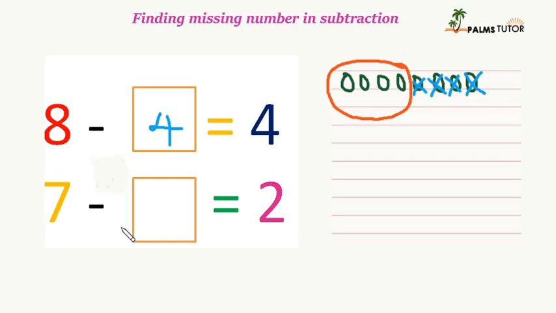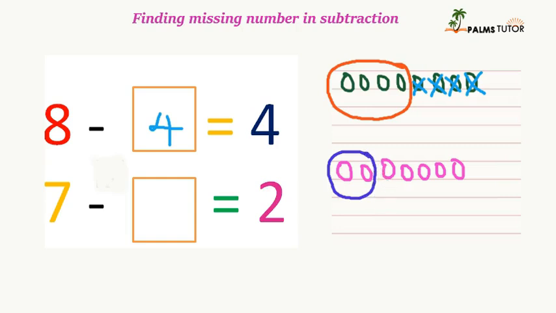7 minus what equals 2? We count 7. 1, 2, 3, 4, 5, 6, 7. We want 2 left, so we count 2: 1, 2, and circle it, separate it.